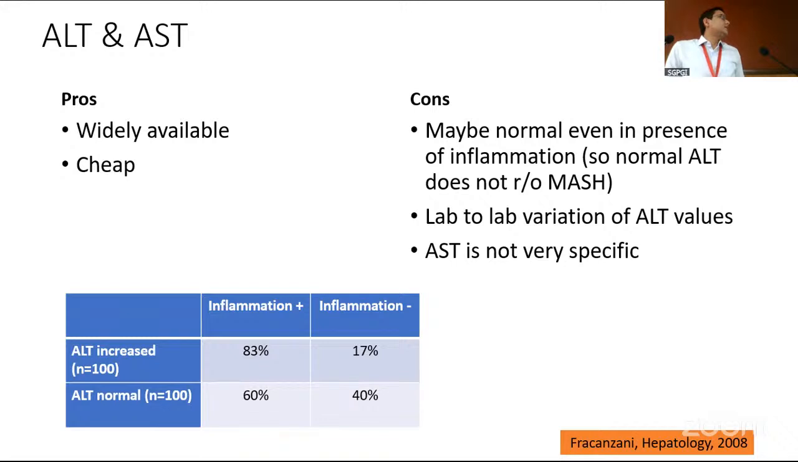This study also showed that ALT was increased in 83% of patients with inflammation, and it was increased in 17% of those who did not have inflammation. Similarly, ALT was normal in 60% of patients with inflammation, and it was increased in 40% of those patients who did not have inflammation. So what it shows is that it is not very specific. However, it is a good sensitive tool at the level of screening to give us an idea whether we want to refer such patients for further evaluation or not.